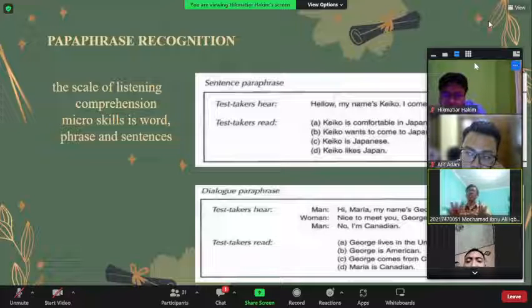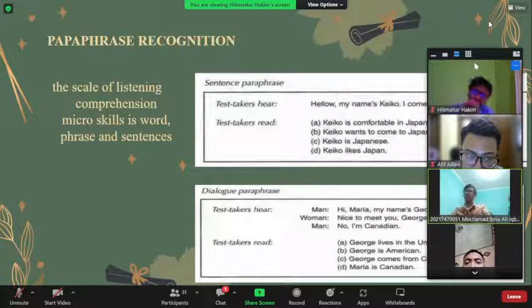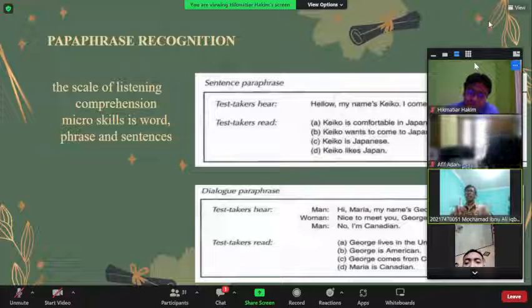Next is dialogue paraphrase. It involves the idiomatic phrase come from, which is the phrase being tested. Now the dialogue. You have to make a dialogue and make the answer a multiple choice. The test taker hears and the test taker reads.